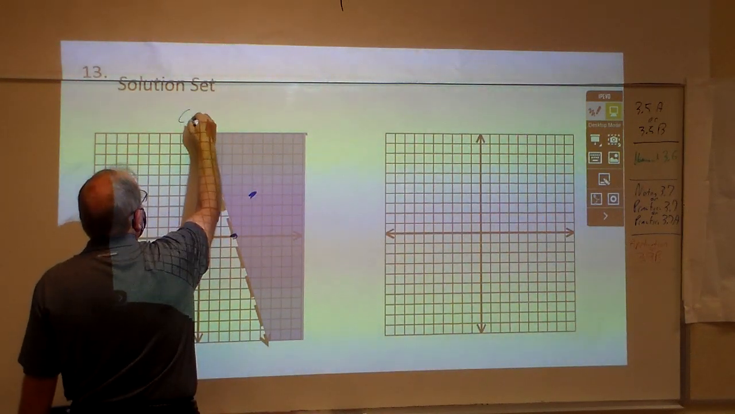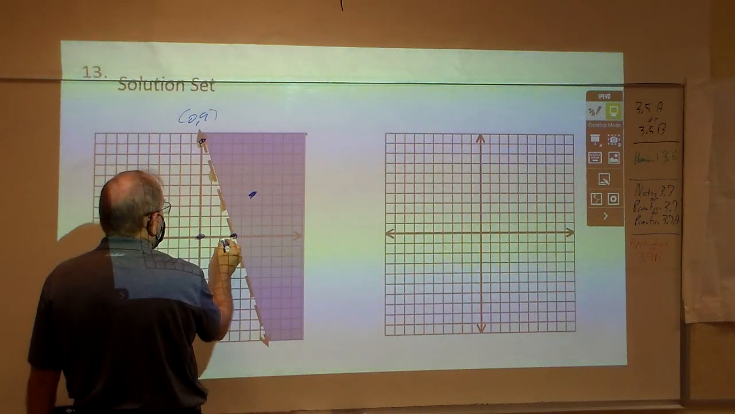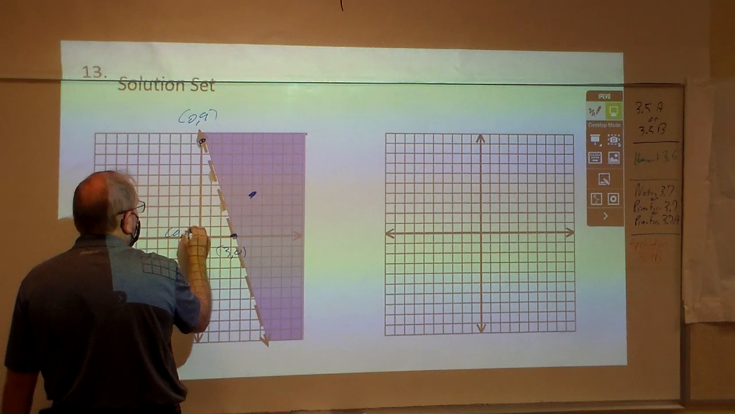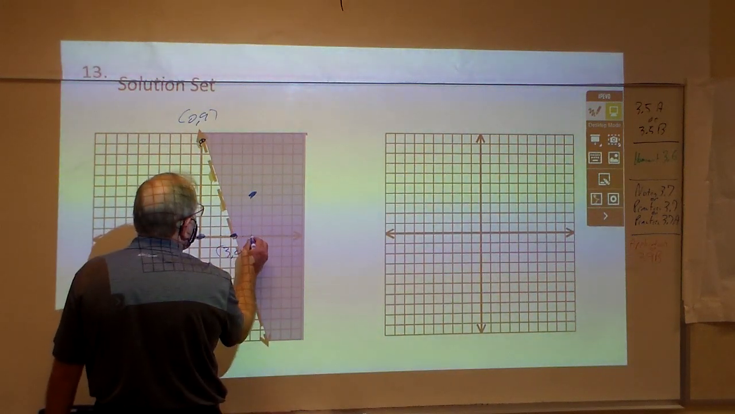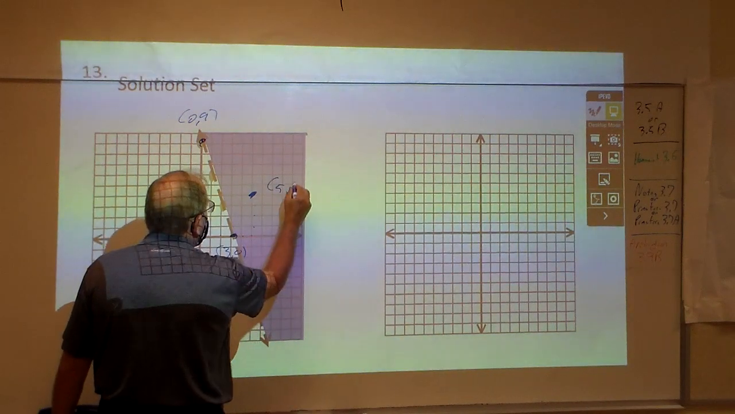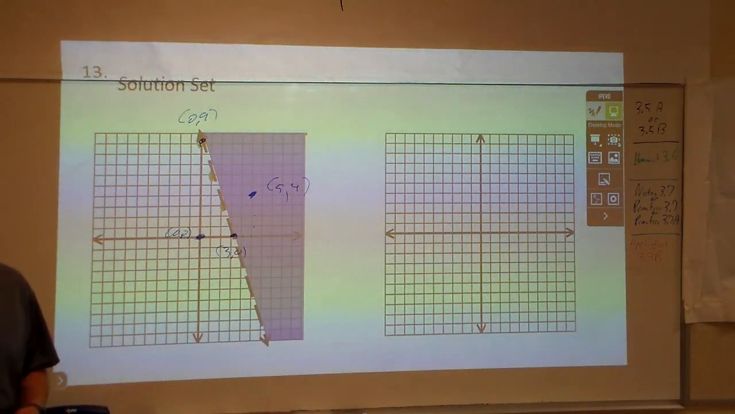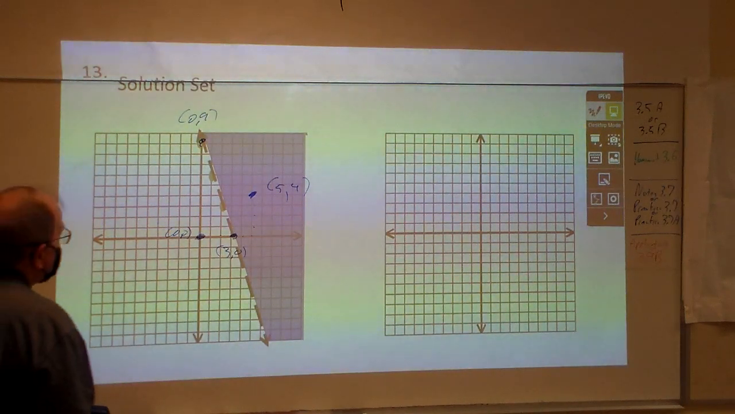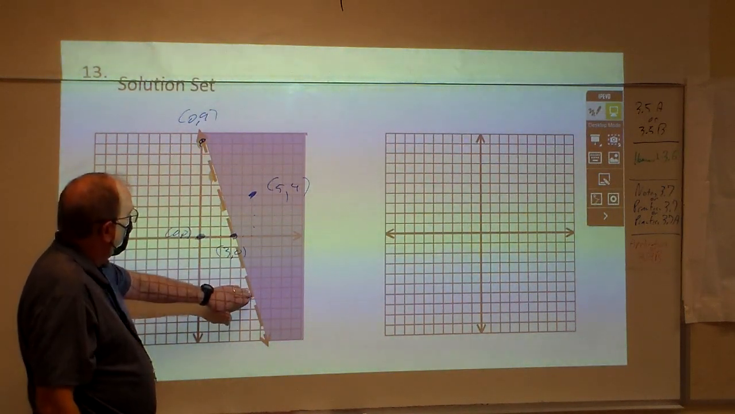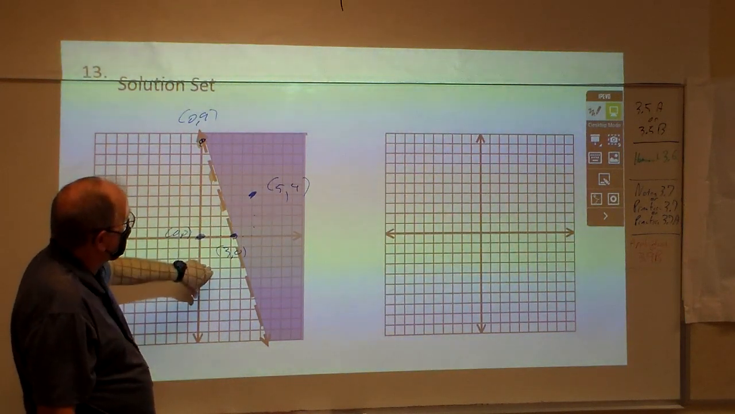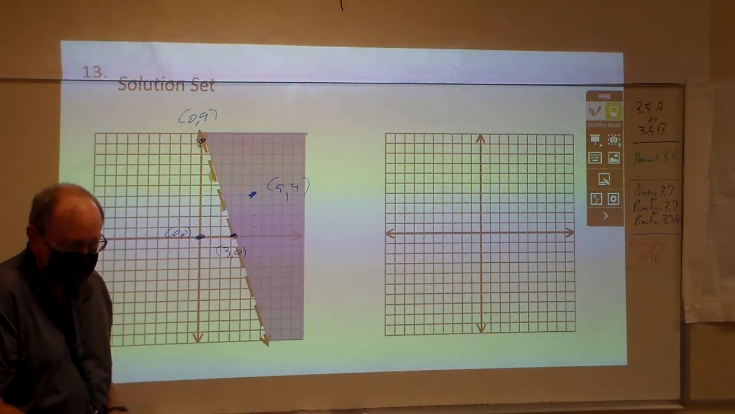Well, first off, this one would be the point (0, 9). That would be the point (3, 0). This one is (0, 0). And this one is 1, 2, 3, 4, 5, 1, 2, 3, 4. The point (5, 4). Okay. So, which one of those would be part of the solution? Well, because this is a dashed line, these are not the solution. (0, 0) is not in the shaded area, so the only answer would be (5, 4).